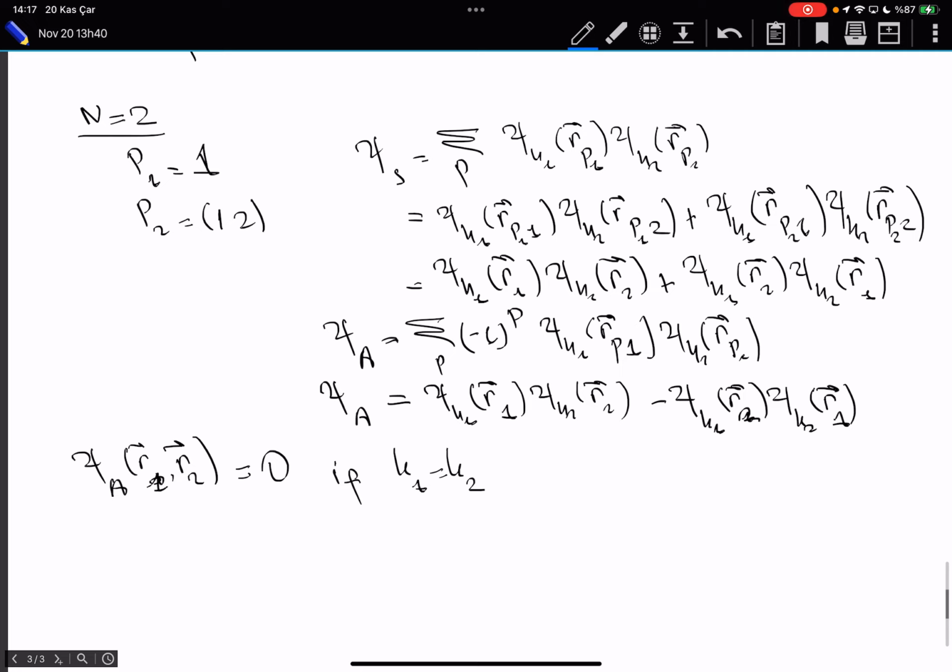So that is why we say that you cannot have more than one fermion in a given state, because the wave function is anti-symmetric, has to be anti-symmetric. For bosons, there's no such restriction.